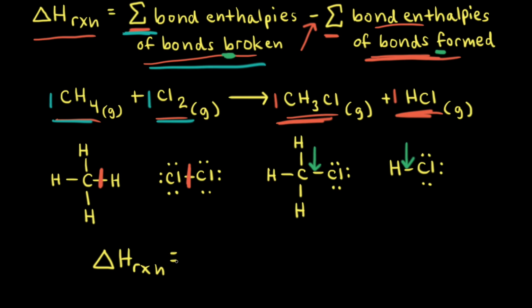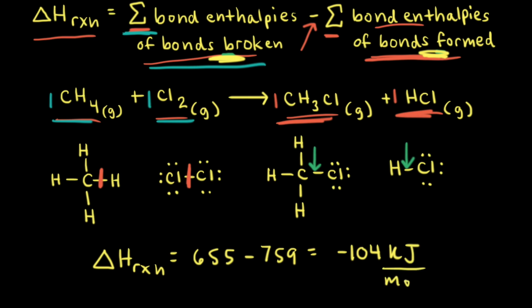The sum of the enthalpy of the bonds broken, we found that was equal to 655 kilojoules, and from that we subtract the sum of the bond enthalpies of the bonds formed, which we found was 759 kilojoules. So 655 minus 759 gives negative 104 kilojoules. Sometimes we see kilojoules or kilojoules per mole or kilojoules per mole of reaction. Kilojoules per mole of reaction just means how the balanced equation is written.